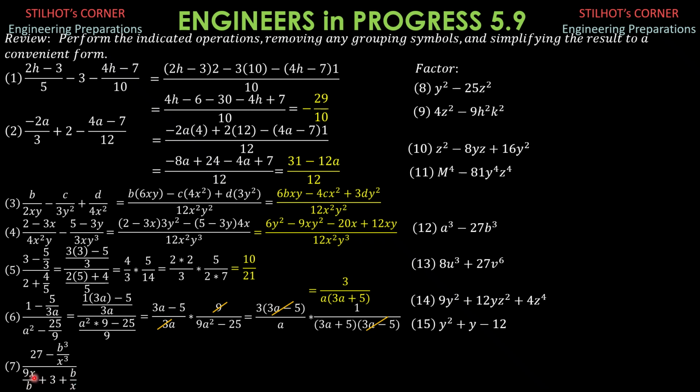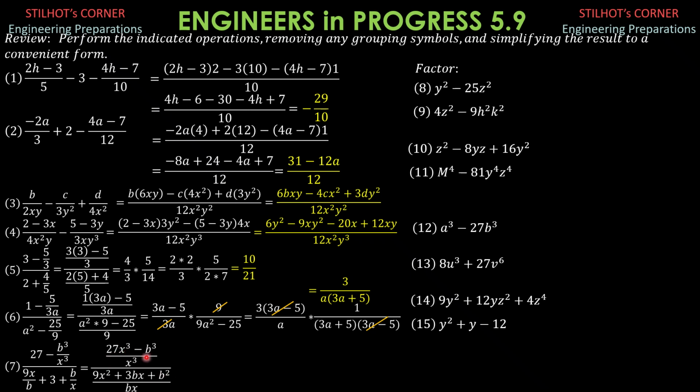So 9x squared plus 3bx plus b squared, all over bx. So this equals 27x cubed minus b cubed, all over x cubed, all over 9x squared plus 3bx plus b squared over bx.